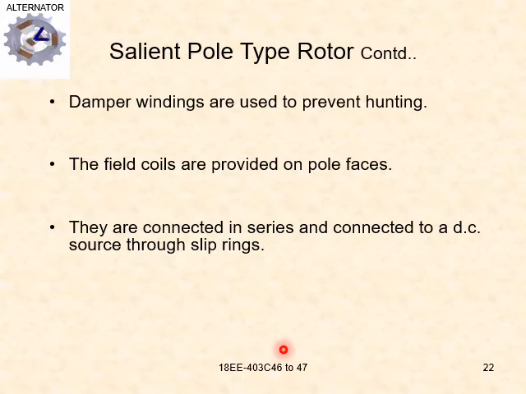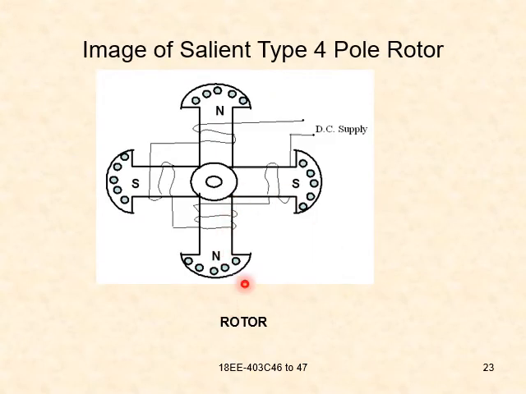So simply you just need to know that damper windings are used to prevent hunting, and the field coils are provided on the pole faces. They are connected in series and connected to a DC source through slip rings. And you can see this is the image of a salient type 4-pole rotor. Minimum there will be 2, and maximum you can put any number of poles, depending on your requirement.